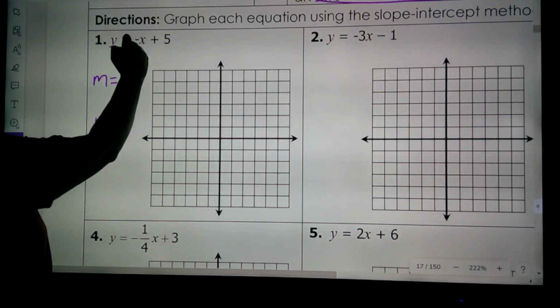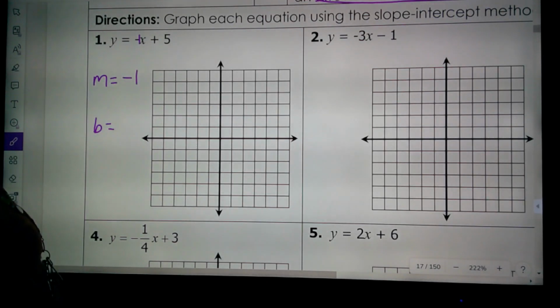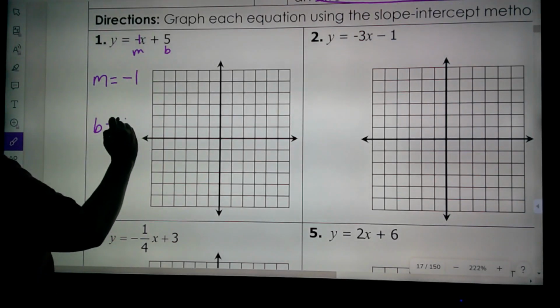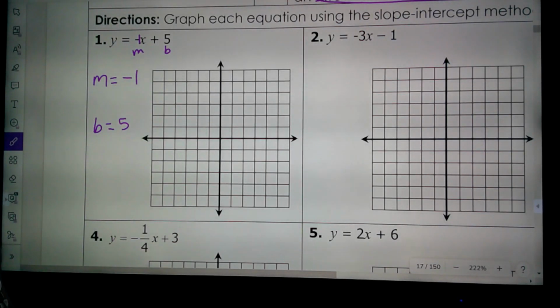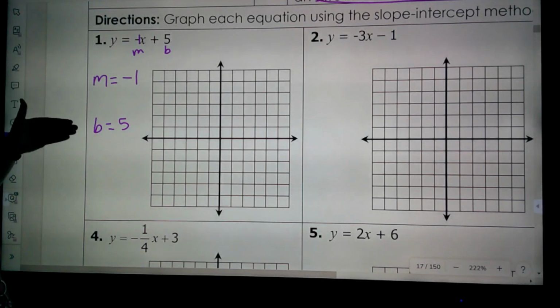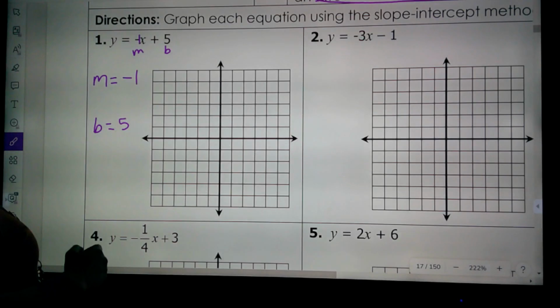In this case, my slope is this invisible 1. So my slope is -1. And my y-intercept is my +5. I need you to be able to tell me that. I need you to show me that you know that by writing down m equals -1 and b equals 5. Then you use this to graph.